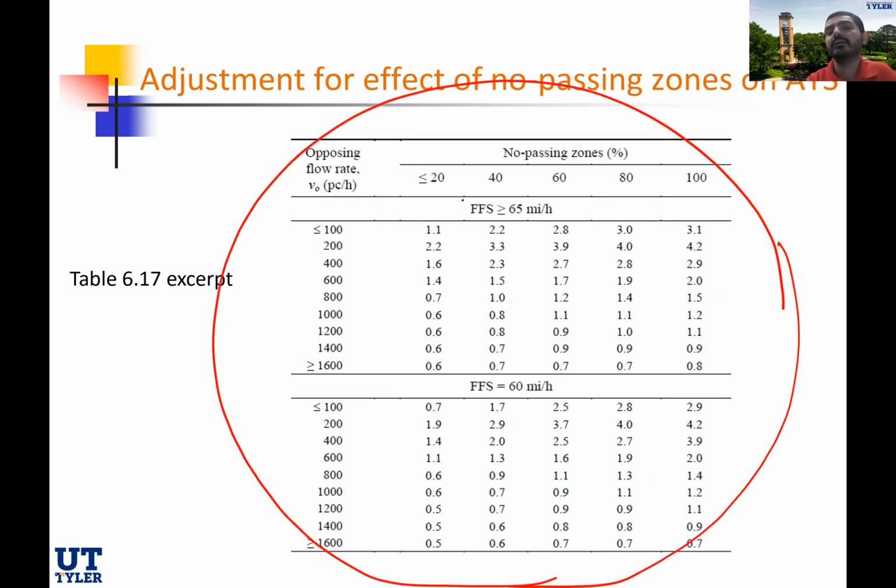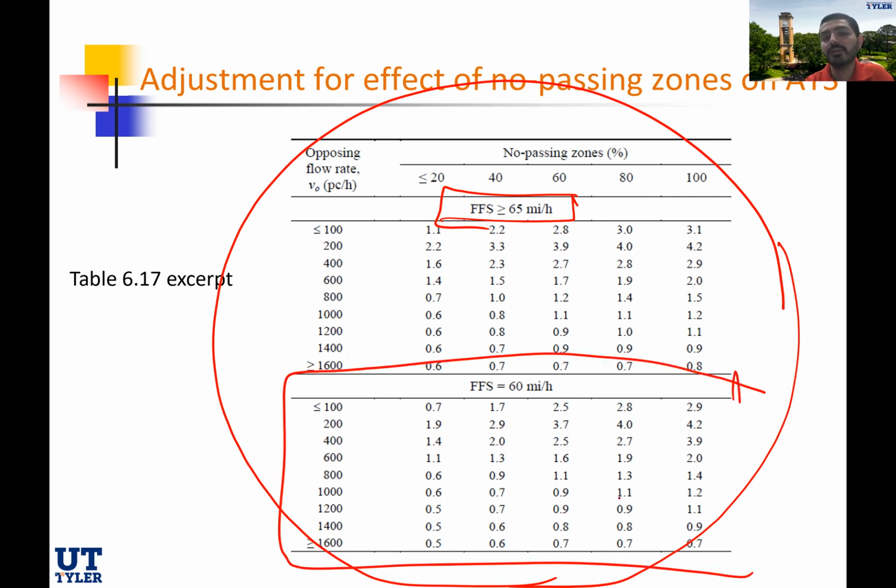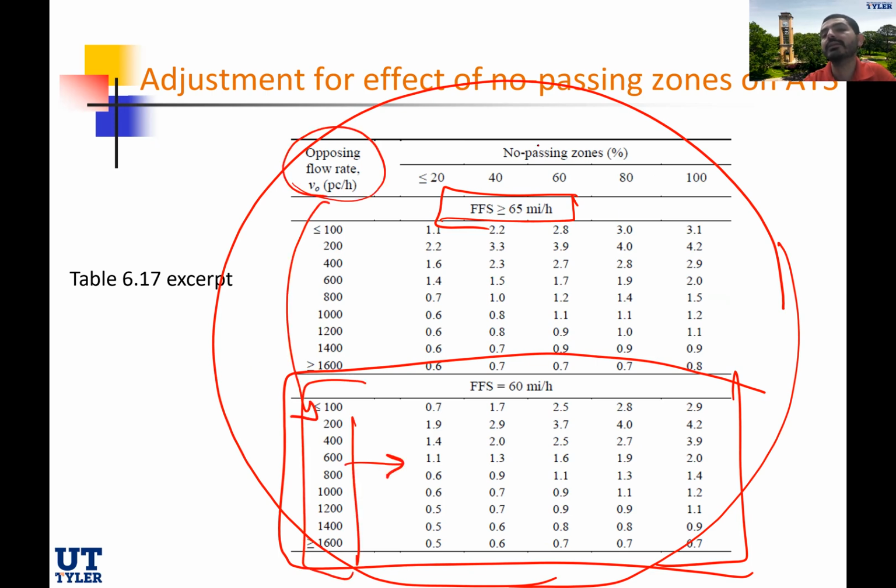To get to the table, you first need to know the free flow speed that you calculated or measured previously. Let's say it was 60 miles per hour. So this is the part that you're going to enter. Then based on the opposing flow rate, you're going to get into here, and then you need to know the no passing zone percentage, whether it's less than 20%, 40, 60, and that's how you pick your number.